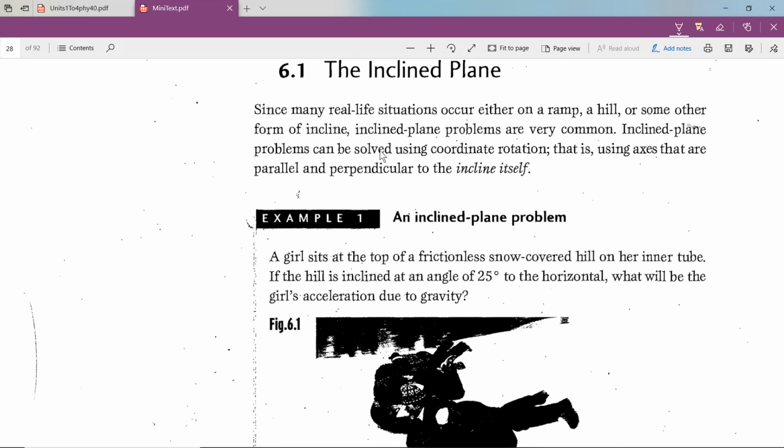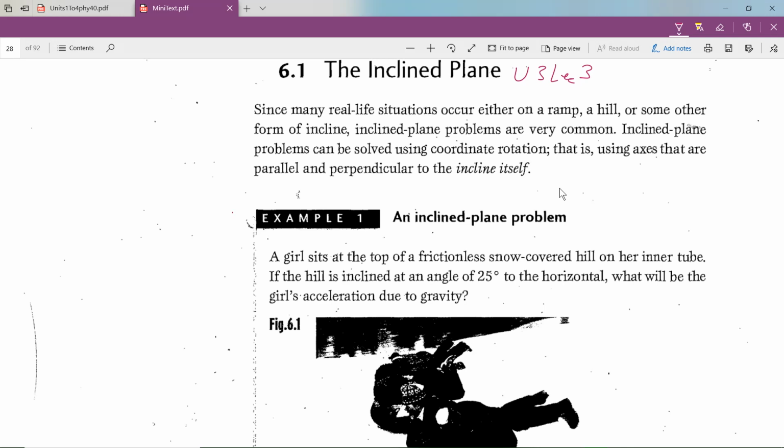So, Unit 3, Lecture 3. Real-life situations occur often on ramps, hills, or other forms of incline. Inclined plane problems are very common. You're going to use coordinate rotation. You're going to rotate the coordinate system. Choosing a convenient coordinate system is something important in physics. So we're going to use axes that are parallel and perpendicular to the incline itself.